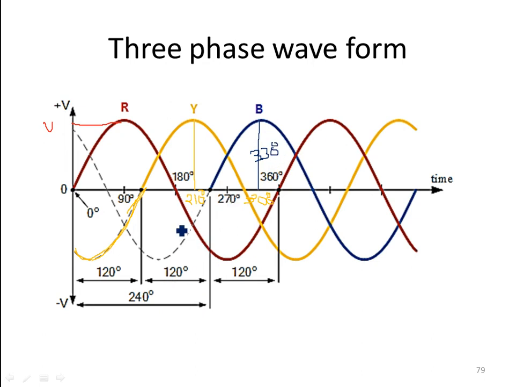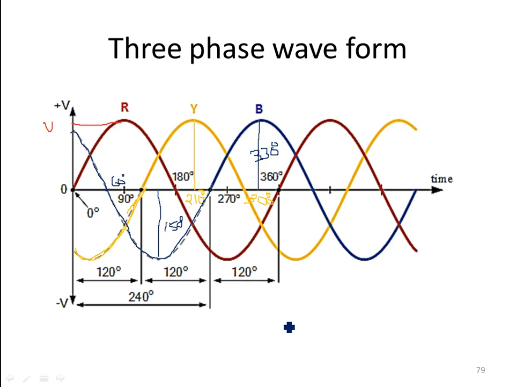Now, what is 240 minus 90? 240 minus 90 is 150. That means at 150 degree, it reaches negative maximum. Now, what is 150 minus 90? 150 minus 90 is 60. That means at 60 degree, it reaches 0. Now, if you need, you complete the wave. That means your B phase, your blue phase, will be completed like this.